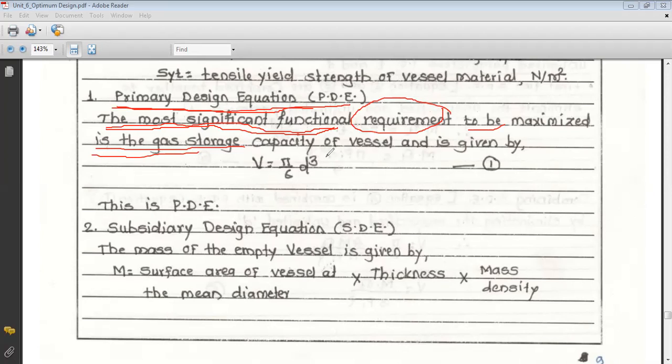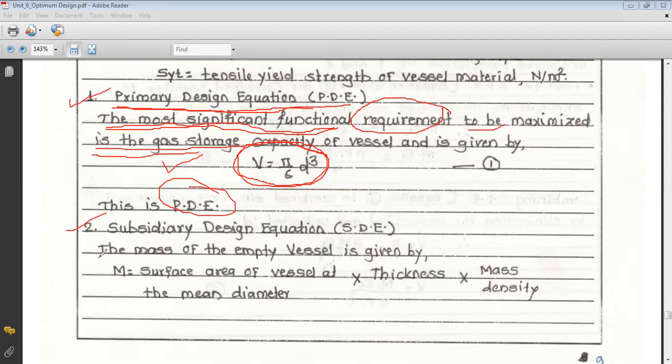So the most significant functional requirement parameter, which is to be maximized, is the gas storage capacity of the vessel. For a spherical vessel, the volume or gas storage capacity is given by pi by 6 d cube. This is the volume of the sphere, and this is your primary design equation. Now the next step is to write the subsidiary design equation, that is SDE.